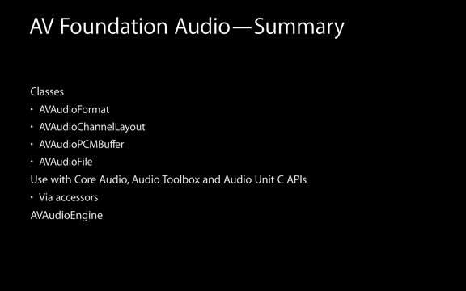So that brings us to the end of my section of this talk. We saw the AVAudioFormat, channel layout, PCM buffer, and file classes. You can use these without AVAudioEngine, using your existing code with the Core Audio, Audio Toolbox, and Audio Unit C APIs, if you're careful to stay real-time safe, and you can use those accessor methods to extract the low-level C structures. And again, we'll be seeing how these are used in more detail in the next session on AVAudioEngine.